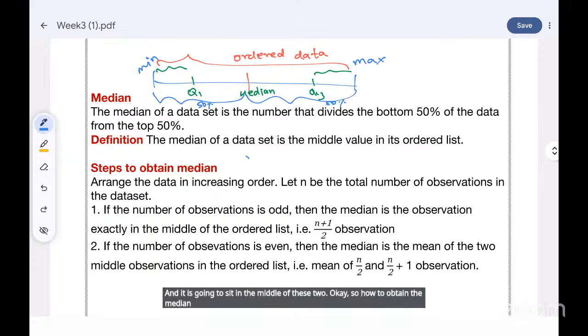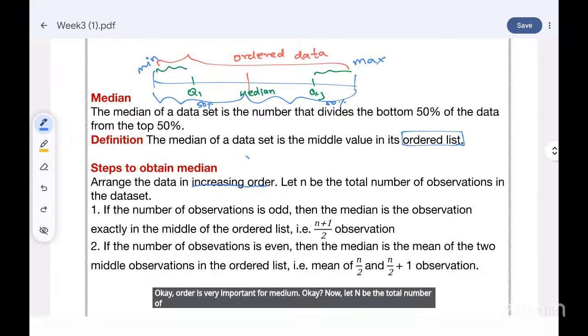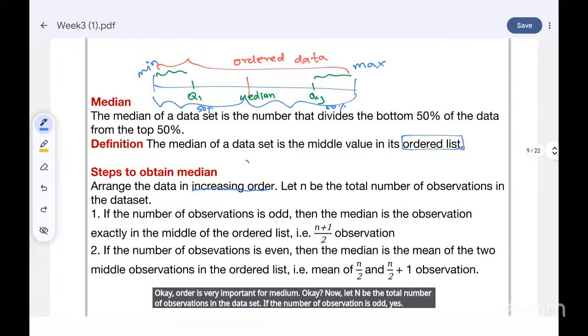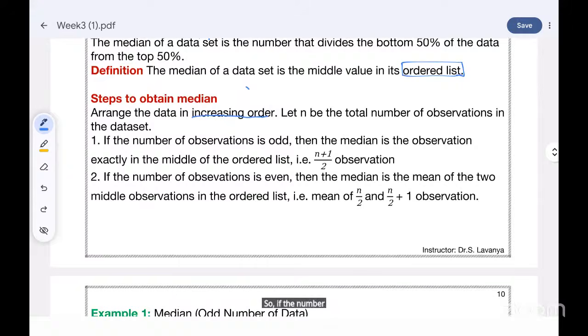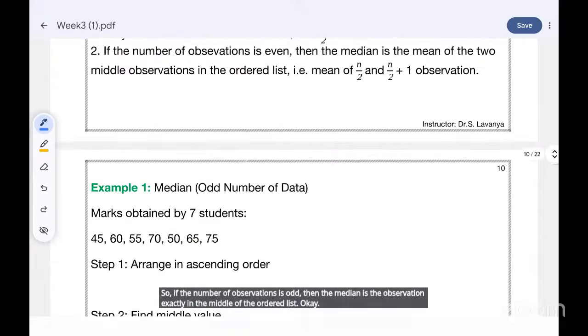So how to obtain the median? Whenever you see the word median, the thing you should remember is you should have an order. Order is very important for median. Now let n be the total number of observations in the data set. If the number of observations is odd, then the median is the observation exactly in the middle of the ordered list. For example, look at this case.